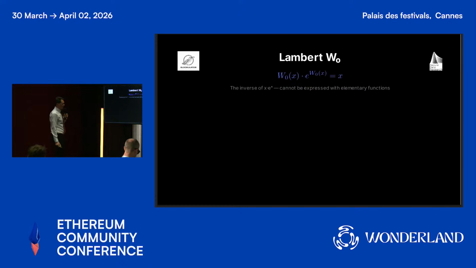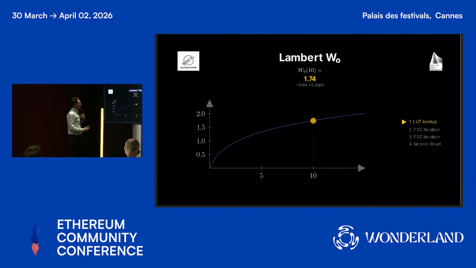Anyway, on to Lambert W. This is the final algorithm that I want to talk to you about. This is a hard one because, like I said, it can't be expressed as elementaries. For this one, we start with a lookup table. So this is a curve that roughly matches this function, and we've got a known domain. So it actually does go a little bit negative.